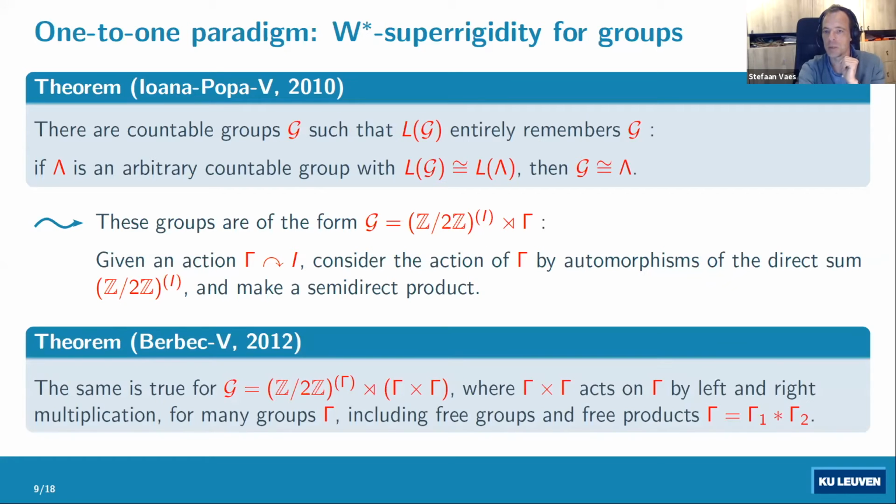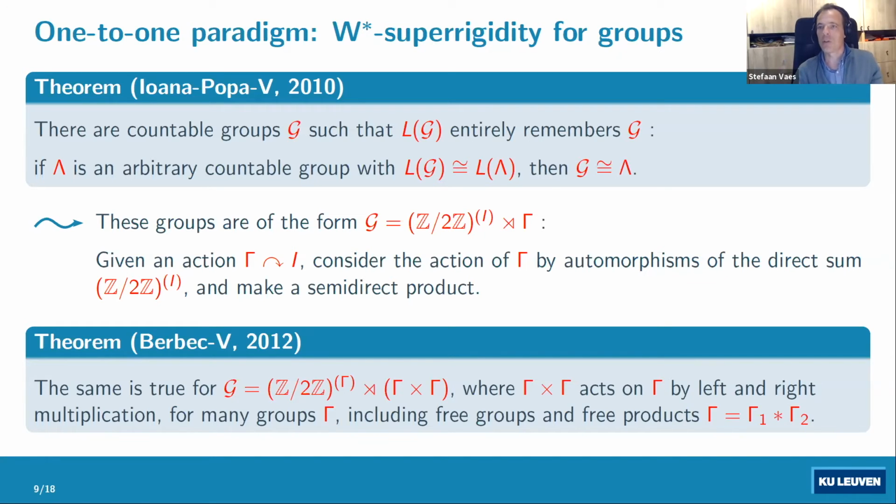The reason I'm saying that is because later on, with a former student of mine, Mihai Berbec, we could do the same with much more natural examples. So actually for many, many so-called left-right wreath product groups, where you take gamma a countable group, you take the group with two elements to the power gamma, and then you can both shift to the left and shift to the right. This gives you automorphisms of this abelian core. And then the semi-direct product will very often be such a W-star superrigid group. And this happens, for instance, if gamma is the free group, or if gamma is any free product group.